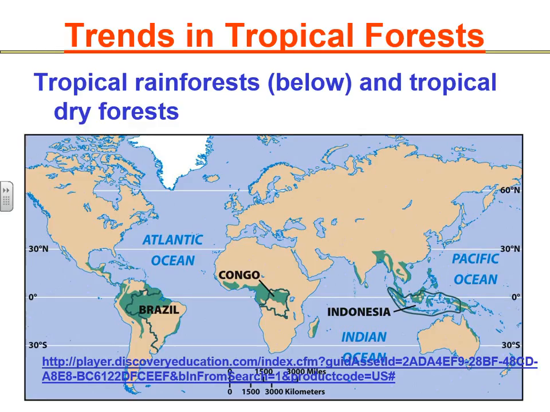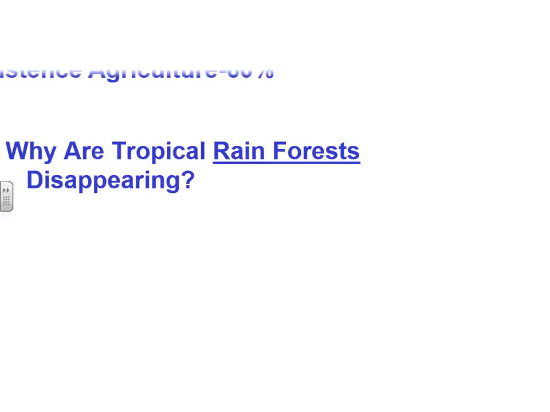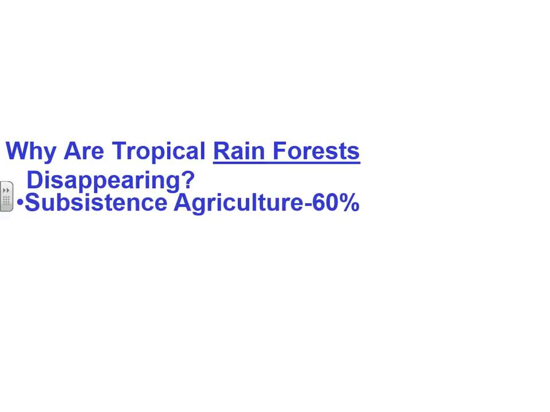Looking at where they're located, we can see the Amazon in Brazil, the Congo, and the forest through Indonesia. There are many reasons why they're being cut down. Let's start with subsistence agriculture. So why are tropical rainforests disappearing? Notice that rainforest is underlined. 60% of our tropical rainforests are being cut down by subsistence agriculture.